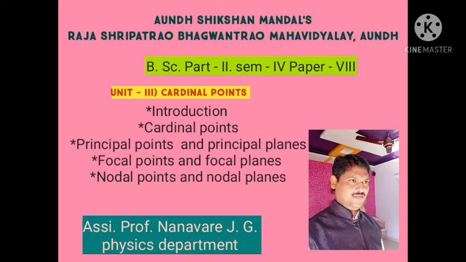Now see the introduction of cardinal points. For any optical system, there are 6 very important points with respect to a coaxial lens system or thick lens called cardinal points. That means there are 2 principal points, 2 focal points and 2 nodal points. The planes passing through these cardinal points and perpendicular to the principal axis of the lens are called cardinal planes.